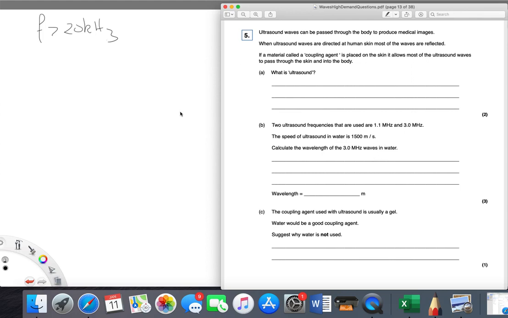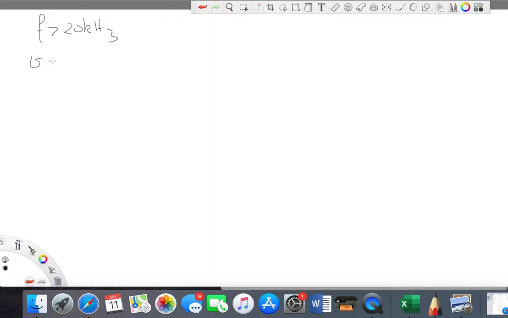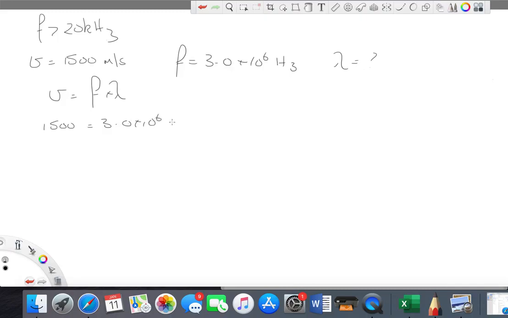So we're asked for the wavelength of the 3 megahertz, that's 3 million hertz, and we're given the speed is 1500 meters per second. So we know speed is 1500. We know the frequency is 3 megahertz, 3 times 10 to the 6, 3 million hertz. And we want to know the wavelength. We know that the equation, of course, V equals F times lambda, that is to say speed is frequency times wavelength. We have 1500 equals 3 million times the wavelength.